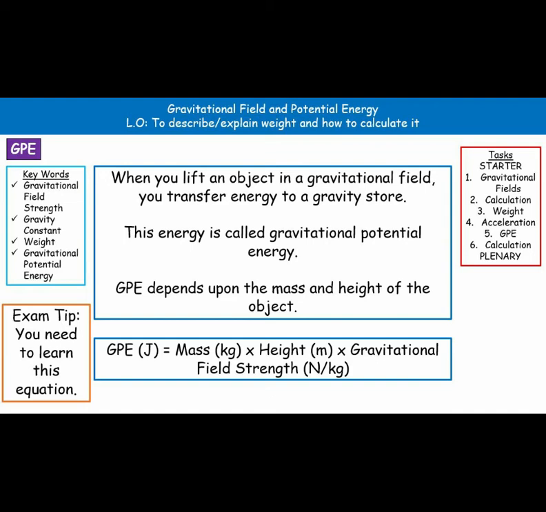The bad news: there's another formula for us to learn, which is at the bottom there. GPE, which is energy, so it's measured in joules, is the mass in kilograms times the height in meters times gravitational field strength in newtons per kilogram. So make sure you learn that, add it to your flashcards, practice, get it in your head sooner rather than later. I'll give you another 35-ish seconds to get that written down if you haven't already.